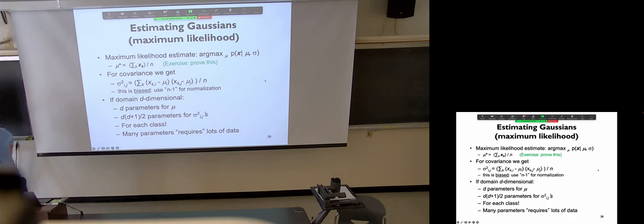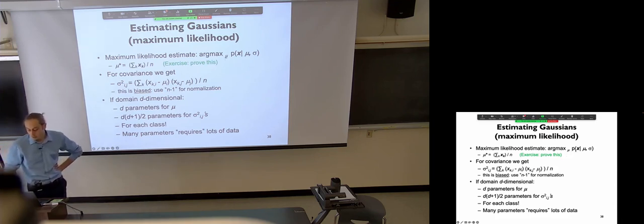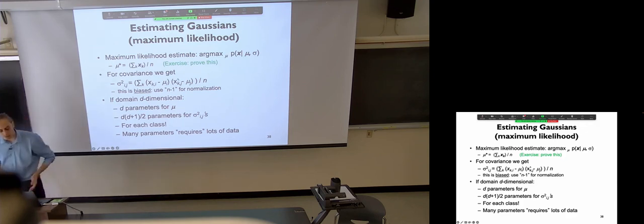Again, as we briefly mentioned earlier, if we do the maximum likelihood on the Gaussians, if we compute, for example, the argmax over mu of p of x given mu and sigma, we will find that this solution mu star gives us the sample mean, the mean of the sample. Literally, we take the numbers and divide by n. And we get a similar result for the covariance. I wanted to highlight that this is a biased estimate. To make it unbiased, we have to use n minus 1 for normalization.